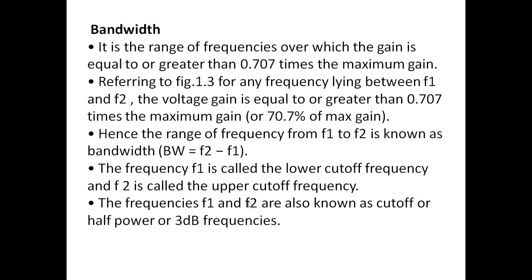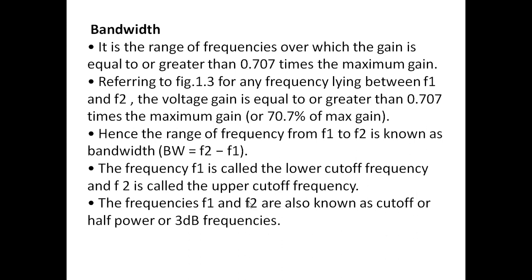Just now I have shown. Hence, the range of frequency from F1 to F2 is known as bandwidth. The bandwidth is defined as F2 minus F1. The frequency F1 is called the lower cutoff frequency and F2 is called the upper cutoff frequency. Therefore, the bandwidth is the difference between the upper cutoff frequency and the lower cutoff frequency.